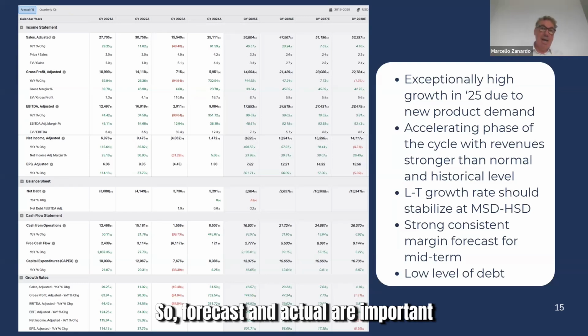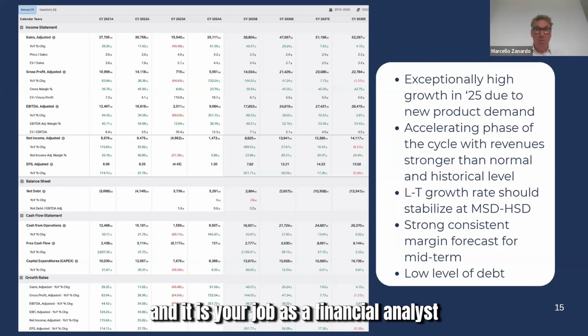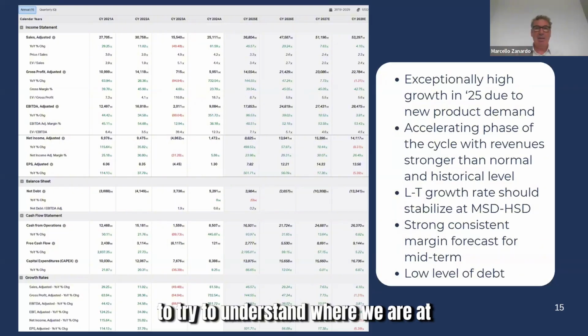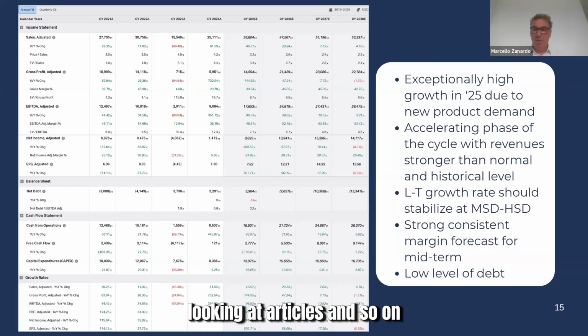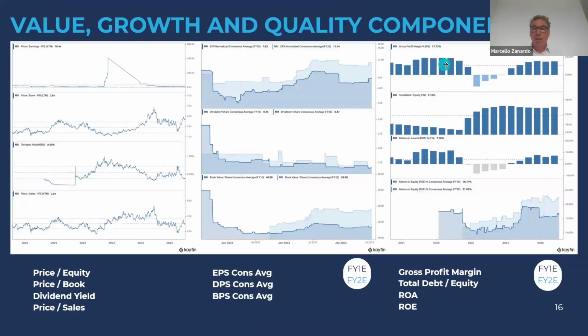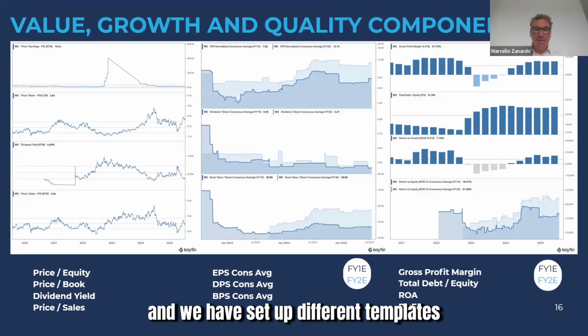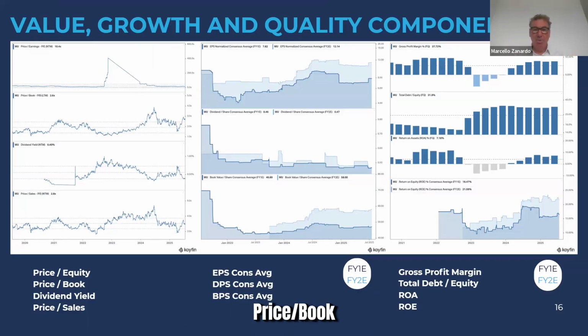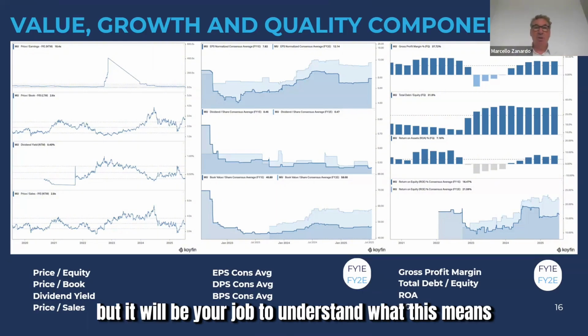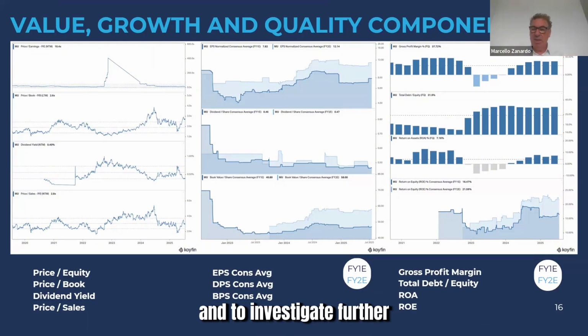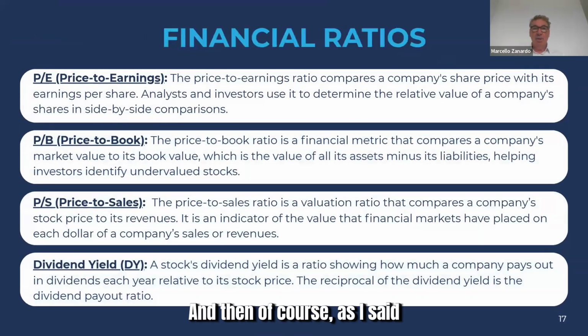So forecasts and actual are important, and it is your job as a financial analyst to try to understand where we're at. Also looking at reports, reading reports, looking at articles, and so on. We use Coifin as our platform, and we have set up different templates on the value side, price earnings, price to book, dividend yield, on growth, on quality. So everything is set up in our team, but it will be your job to understand what this means and to investigate further.